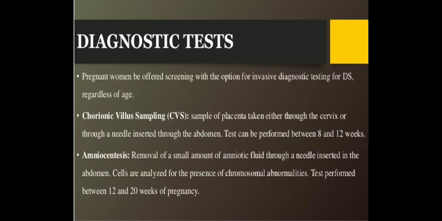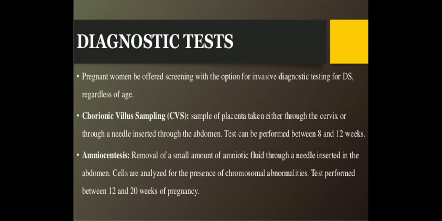Diagnostic tests: mainly, pregnant women will be offered screening with the option for invasive diagnostic testing for Down syndrome regardless of age. We have already discussed in the prenatal diagnosis that there are some invasive and some non-invasive methods. Invasive methods can be done to rule out if the mother is having a Down syndrome baby or not. Invasive methods like amniocentesis, chorionic villus sampling can be done.